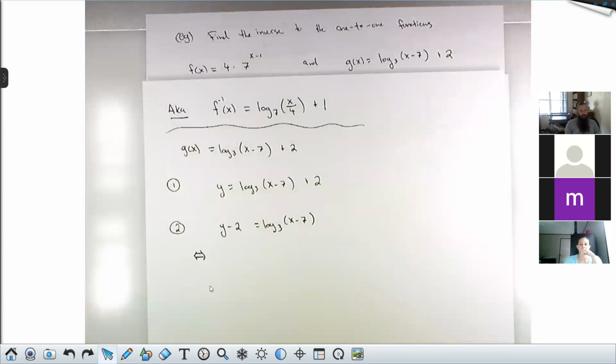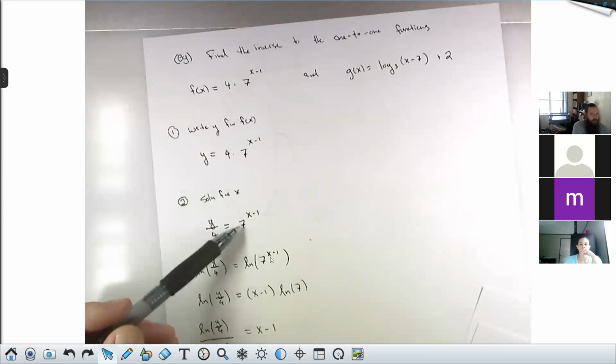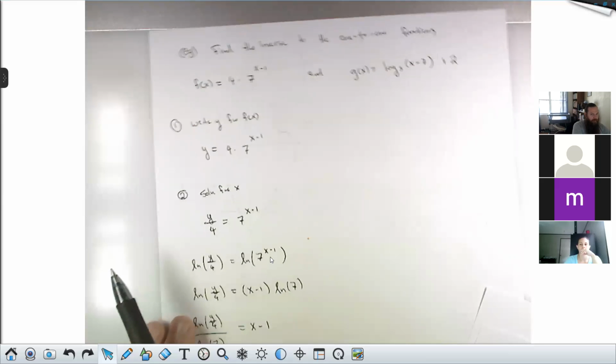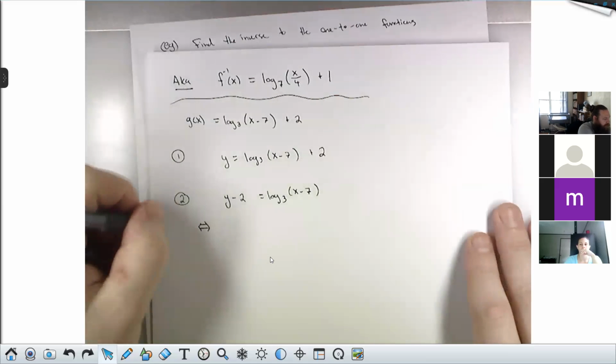Think back to the lecture from Tuesday. How do I get something out of a log? I'm trying to solve for x here. He's trapped inside this logarithm. Yeah, right. We're going to exponentiate. Remember, to get something out of an exponent, you take logs. To get something out of a log, you exponentiate.